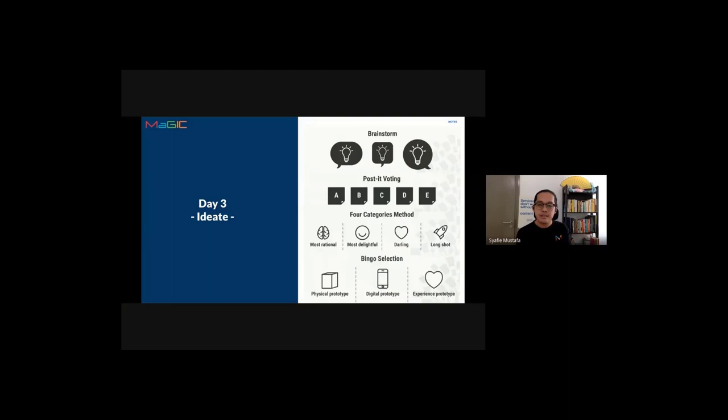Yes. Okay, cool. Okay, so cool. I'm going to go to the second one, which is, can you further explain the four categories of methods?